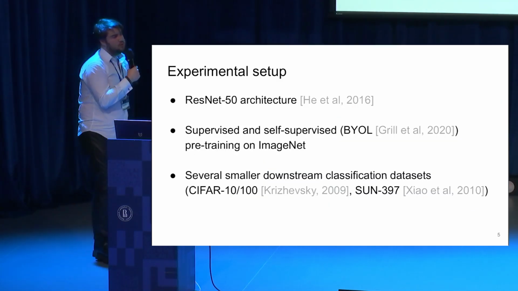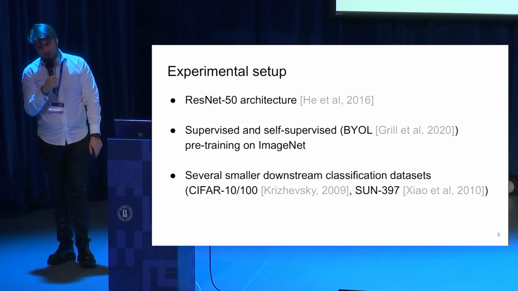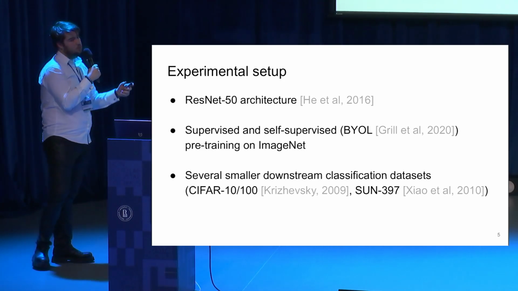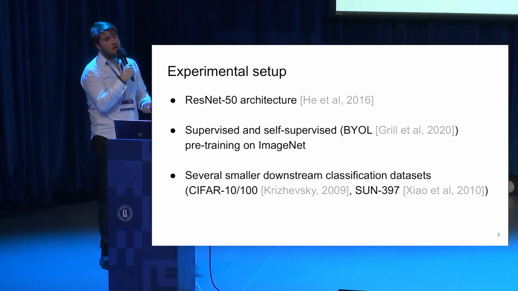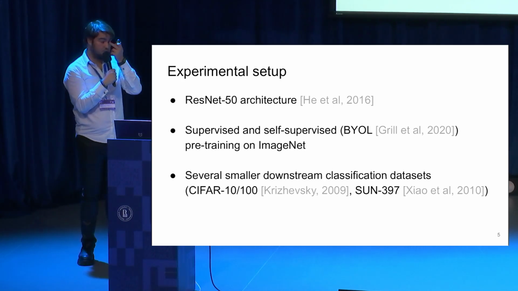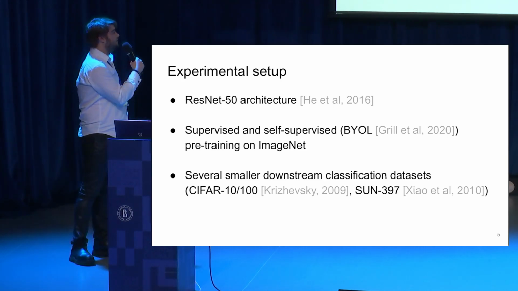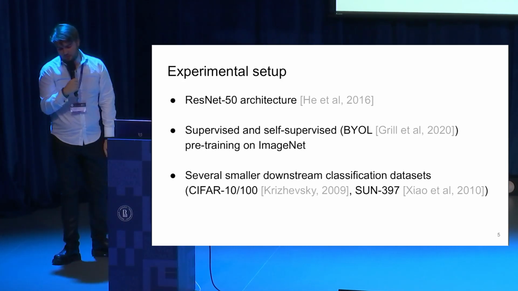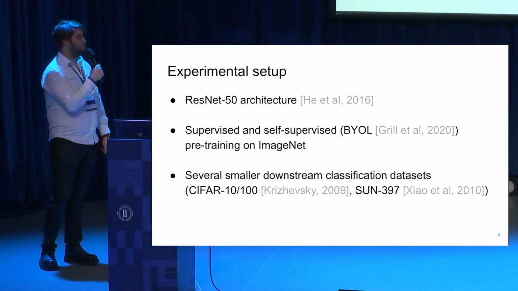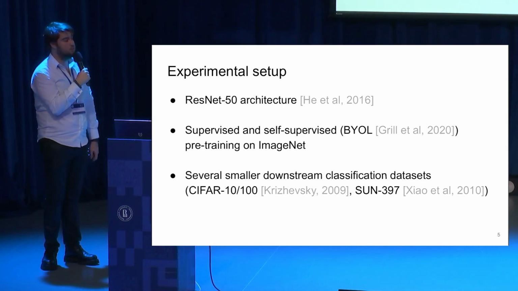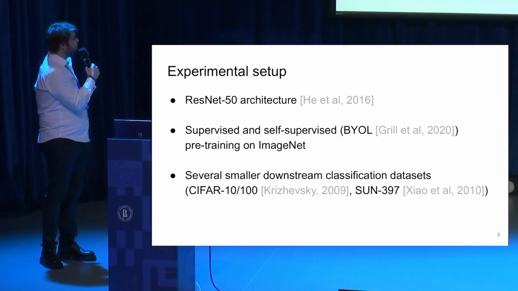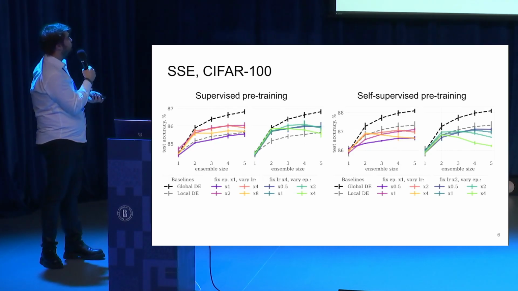A few details about our experimental setup. Most of our experiments are done on the ResNet 50 architecture. We do the pre-training on the ImageNet dataset, actually in two possible ways, supervised and self-supervised. And we consider three different downstream image classification datasets, which are two variants of the CIFAR dataset and the SUN database. Actually, in our final version, we have a more extended experimental setup. So I think in a month or so, the final version will appear in open access, and you'll be able to see the results yourself.